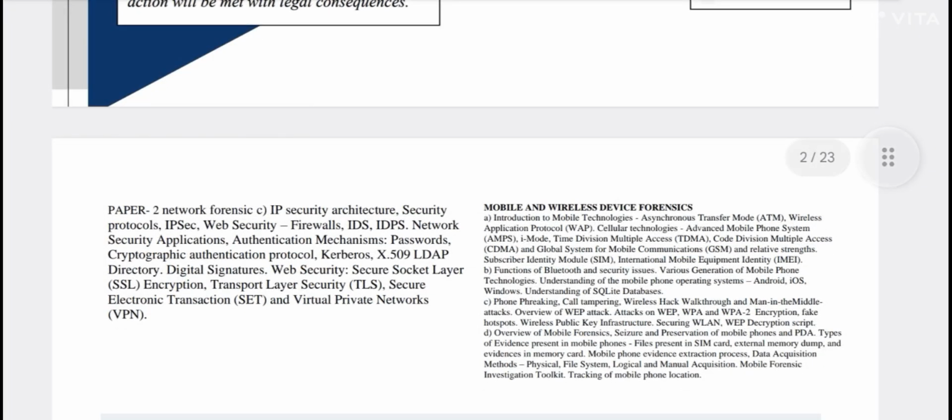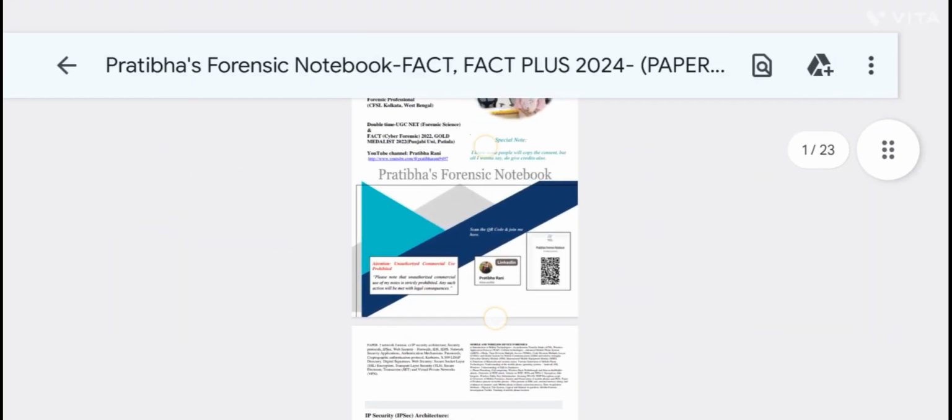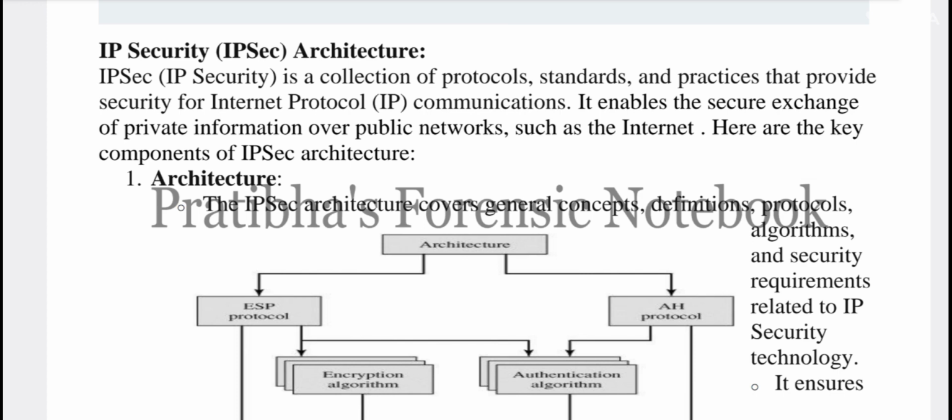So first topic is IP security architecture. So what is IP, guys? IP is Internet Protocol, which is used for communications over the Internet. These communications should be secured so that nobody can read these conversations. For that, IP also has some protocols and standards. So IP security architecture includes some protocols and standards.